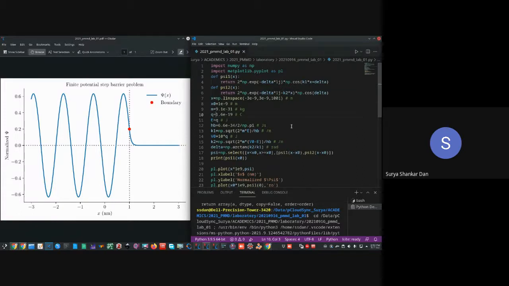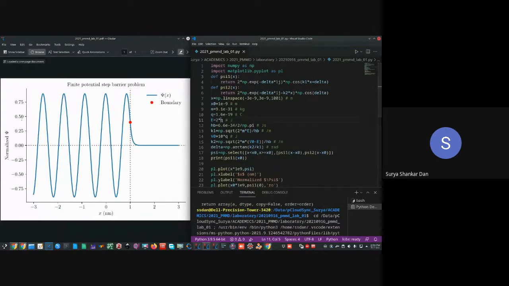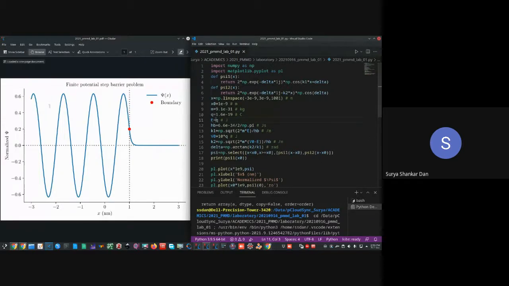Now what happens if we increase the energy of this particle? Let's make it double the energy, keeping the barrier height the same. Now let's see. Earlier, if you notice, the maximum is now much higher than 0.75. It is around say 0.8 or something. Earlier, what was the amplitude? Around 0.6.